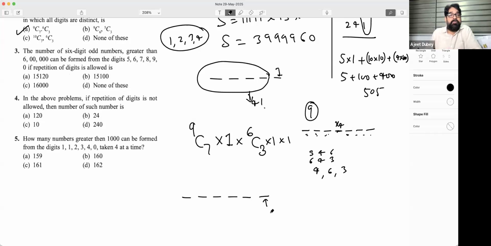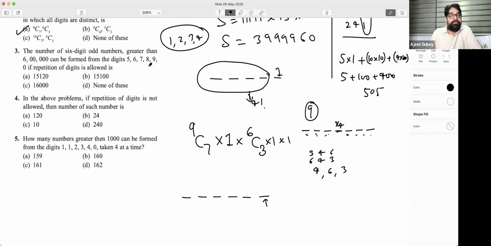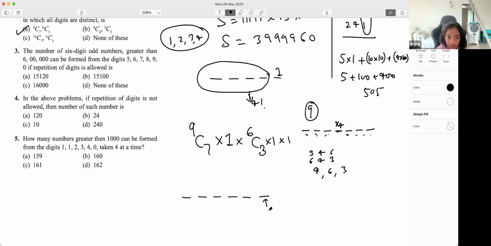So this place I can fill by how many ways? This place I can fill by either 5 or 7. So 3. But 3 is not there, no? No, sir, there's 3. Three ways: the 5, 7, and 9. Fill it with 5, 7, 9, 3 ways. That's right, what I'm saying.